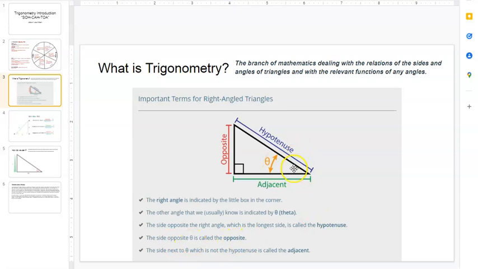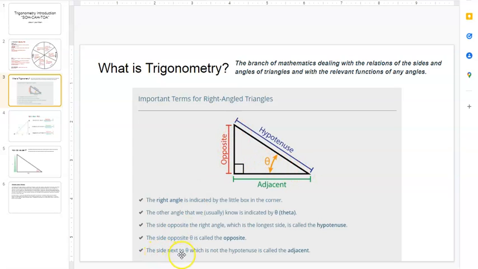is called the opposite. So if we either know this angle or we're trying to find this angle, the opposite side in our definitions is going to be the one that's the opposite of the angle. So if this is our angle, we go straight across, this is going to be our opposite.